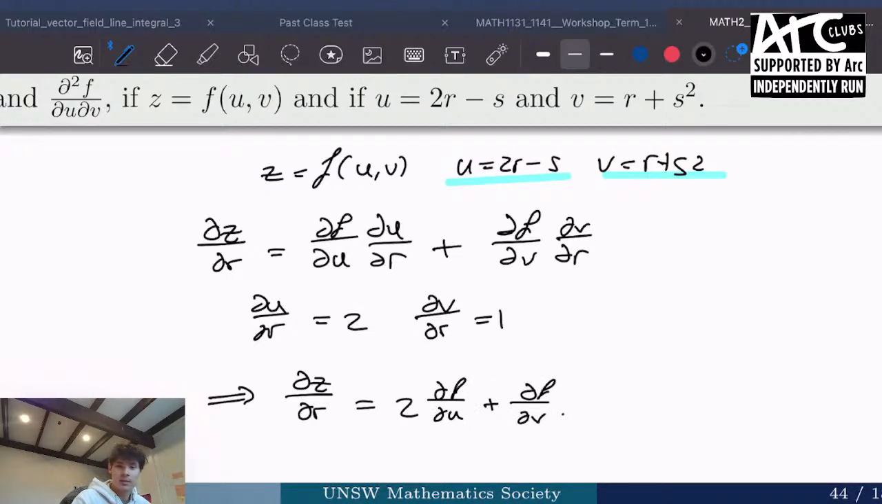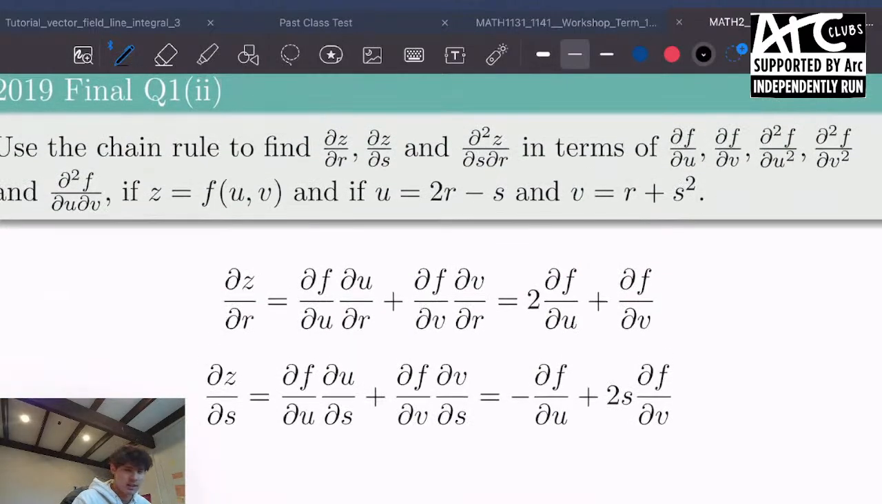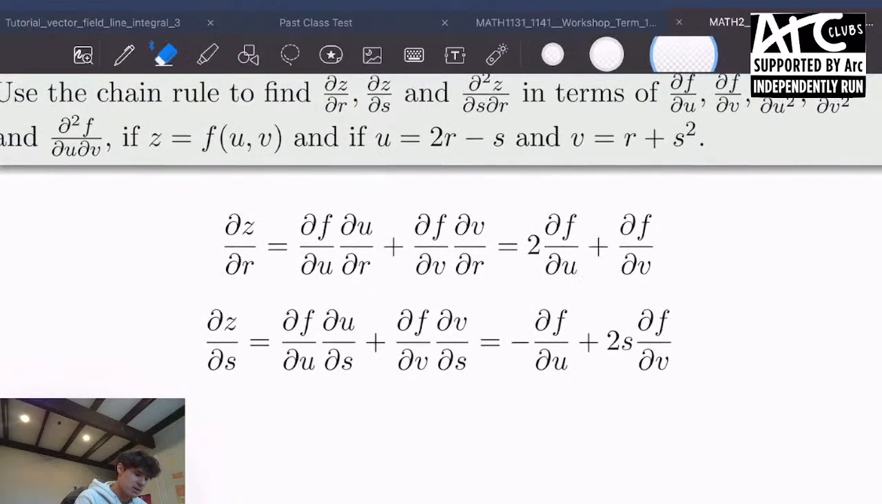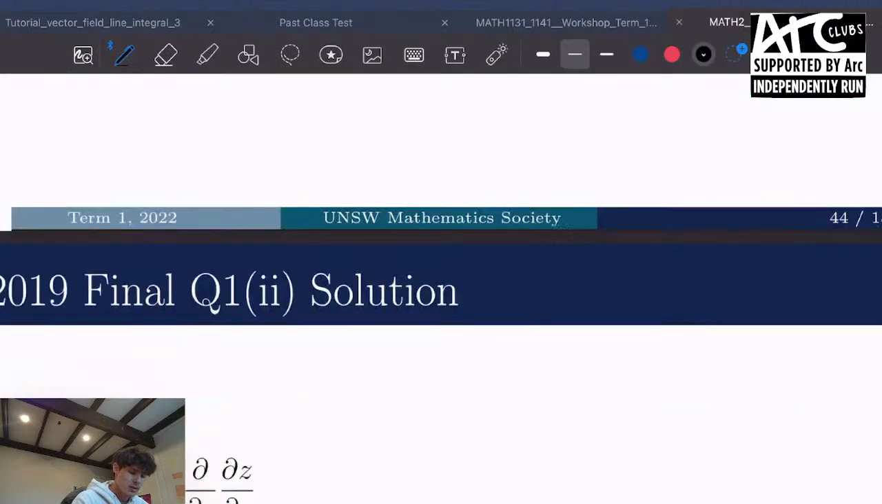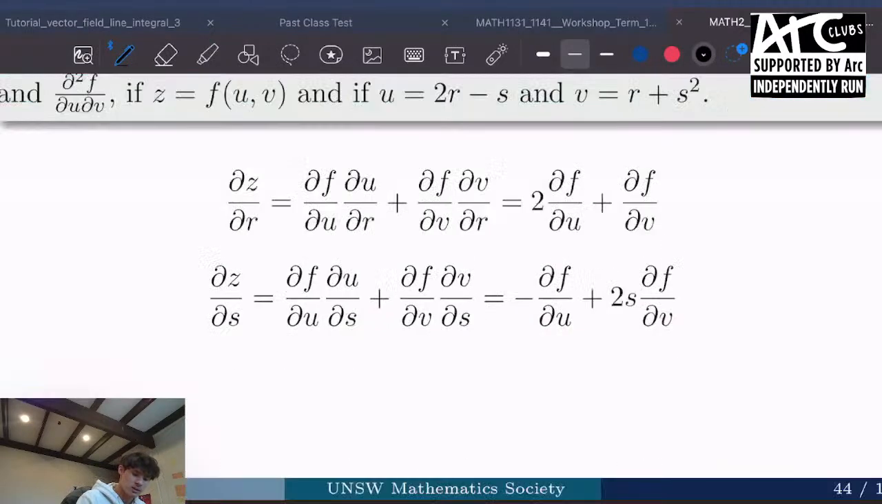Okay, so now we can use basically the exact same idea to find dz/ds. There's no difference there. We're just using the chain rule again, and what we'll get is this expression here. So these are our two expressions. Now we're not done because we needed to find the second derivative. To actually do this one, it's a bit more complicated, so I'll break it down. Let's just get some paper.